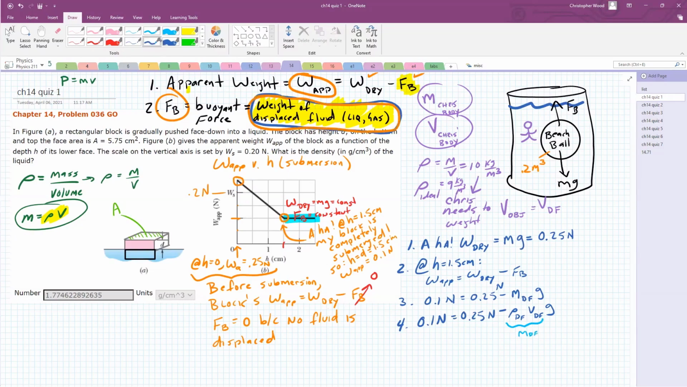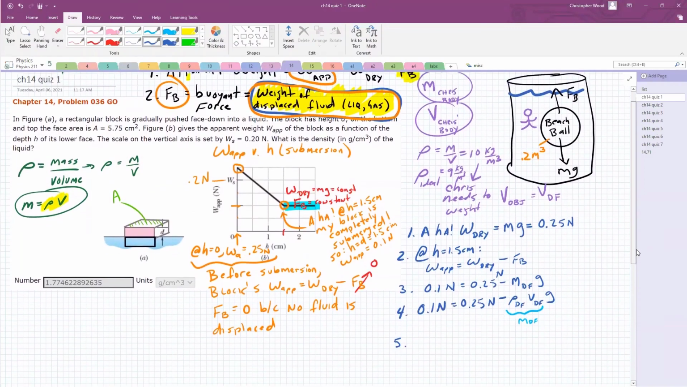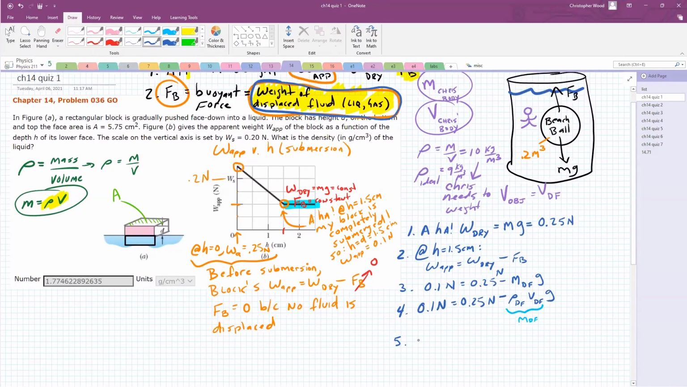But wait, there's more. Number 5. Sounds like an advertisement. But wait, if you order before midnight tonight, you will be able to say 0.1 newtons equals 0.25 newtons minus the density of the displaced fluid, rho, which by the way is the dollar sign. So it's good to see the dollar sign. And then here's one other change: volume of the object, O for object, I guess. Volume of the object times g.